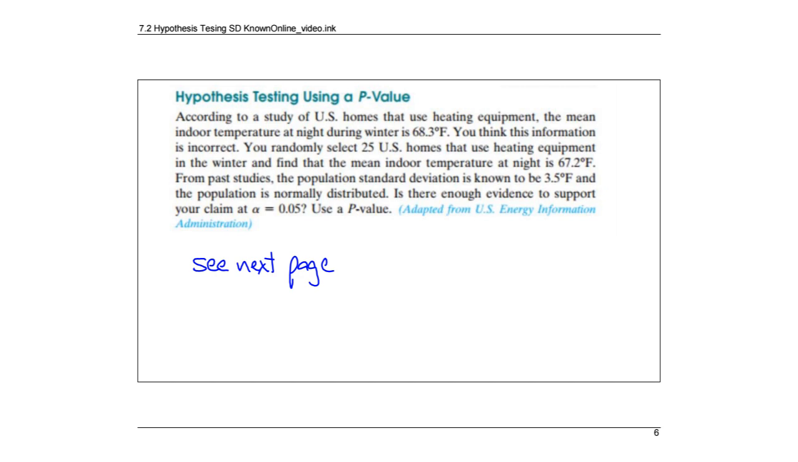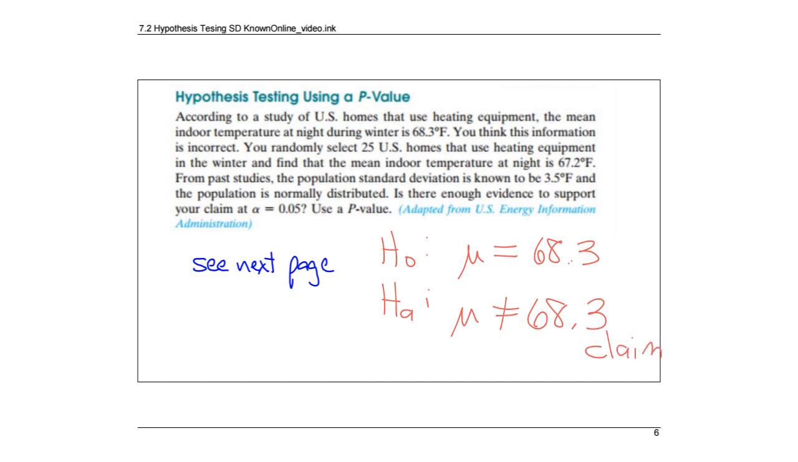So we want to know if there's enough evidence to support the claim based on our significance level being 5%, 0.05. So let's take a look real quick. Let's set up our null hypothesis and alternative. So it says that the mean temperature is 68.3. That means we can put that here, right? Because it's the equal sign. The alternative would be not equal to 68.3. And we're claiming that the 68.3 is incorrect. So our claim is going to be here on the alternative.